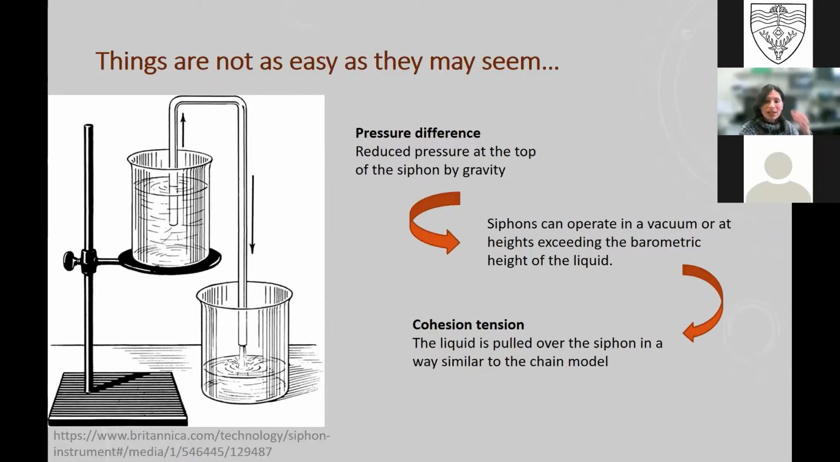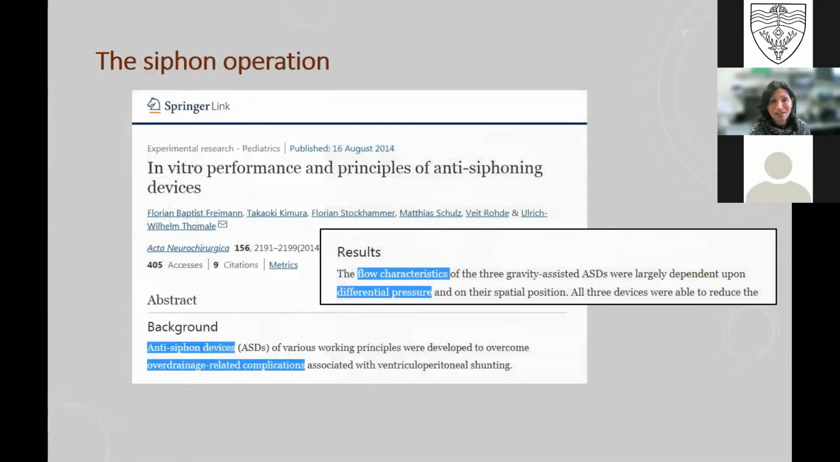But what happens if I tell you that they operate in vacuum and that the height exceeds the barometric height of the liquid? Some of you may understand what I mean by barometric height, but that means it can't be a pressure difference. This has been discussed for centuries, and there is a second theory, which is that it's due to cohesive forces. Actually, it depends on the situation. It can be both things. That's really interesting. You may think, where do we use this? Again, in this particular case, it's for a health device.